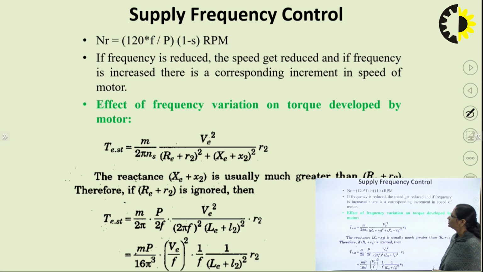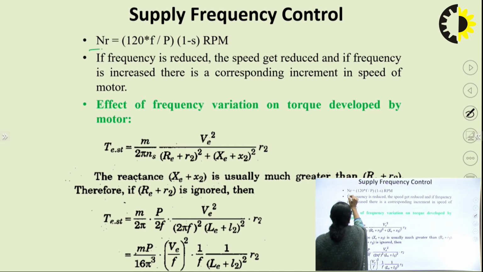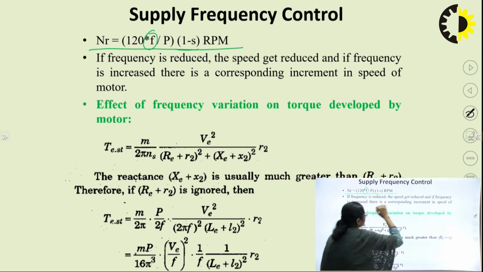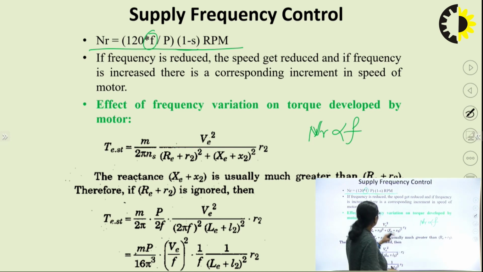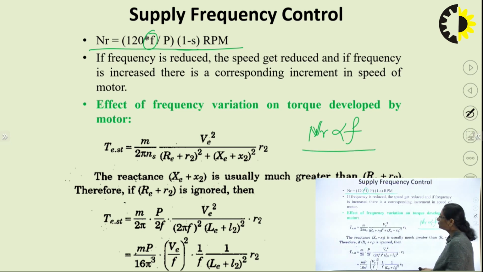Let us now move to the second method of speed control. It is the supply frequency control. So let us again recall the equation of the motor. What is that? 120 f upon P into (1 minus s). We can very well see that the operating speed Nr of the motor is directly proportional to frequency. Let us assume other parameters in the equation to remain constant. So Nr is directly proportional to frequency. What it implies? If we are increasing frequency, we will get a corresponding increment in the speed. If we are reducing the frequency, we will get a corresponding reduction in the operating speed of the motor.